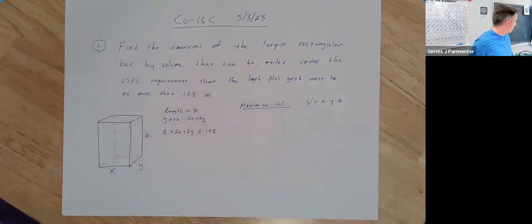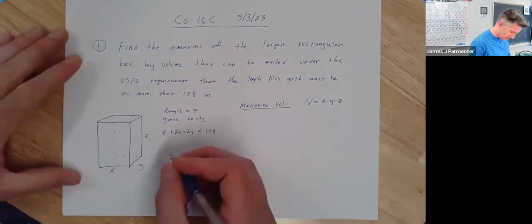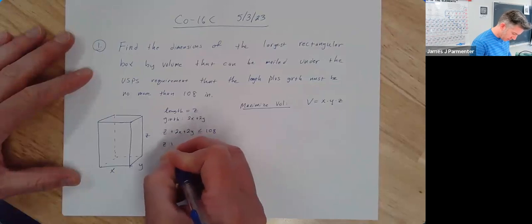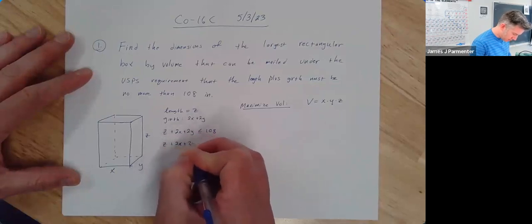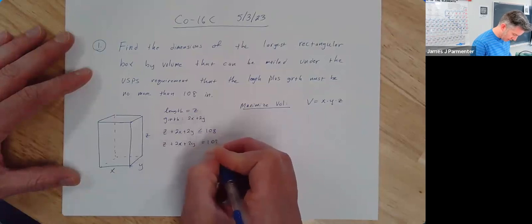Now let me ask all of you. If I'm trying to make the box that has the most volume, do I want my length plus my girth to be less than 108 inches? No, I want to use up all of the freedom I have and make my box exactly have a length plus a girth equal to 108 inches. All right, so that's what we're going to say. We're going to say our constraint is that Z plus 2X plus 2Y is actually equal to 108 inches.